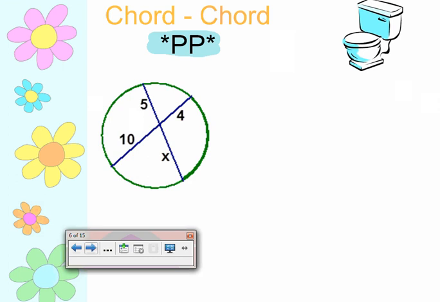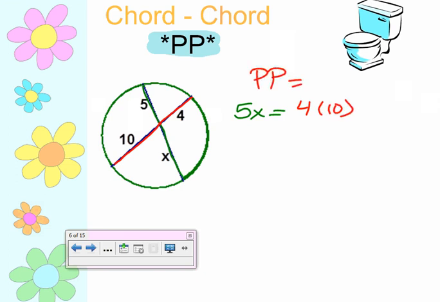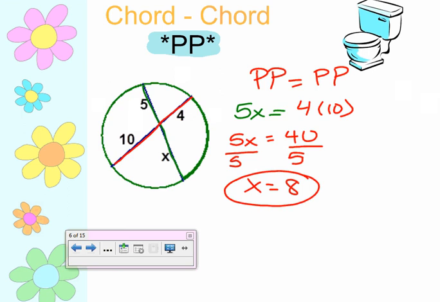Okay, so here I have one part of a line and the second part. So 5 times x equals, and I have one part of the line, so 4. The other part of the line is 10. Okay, remember the formula is part times part. Okay, so I'm going to have 5x equals 40. Divide both sides by 5. And x equals a value of 8. Okay, again, this is PP. You use PP when we are trying to find a chord.